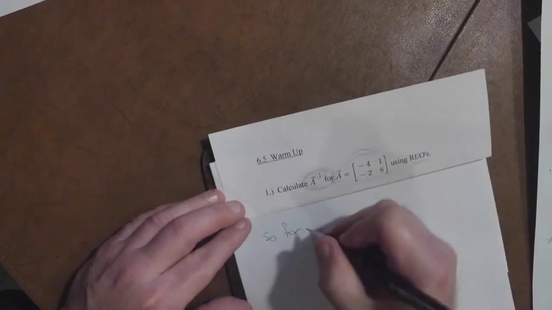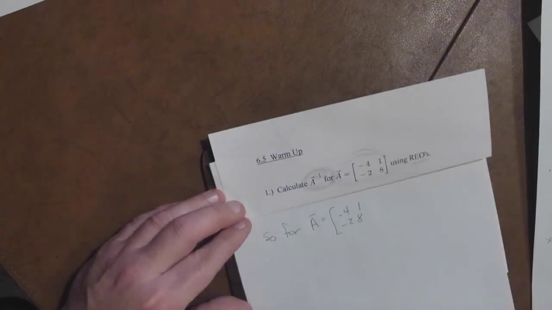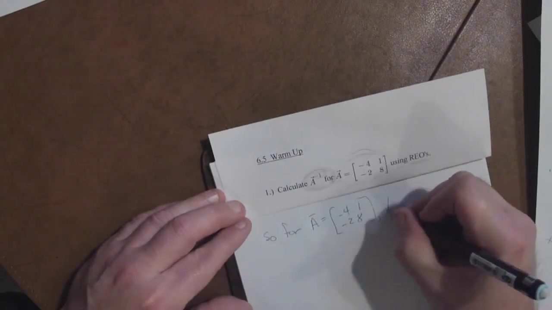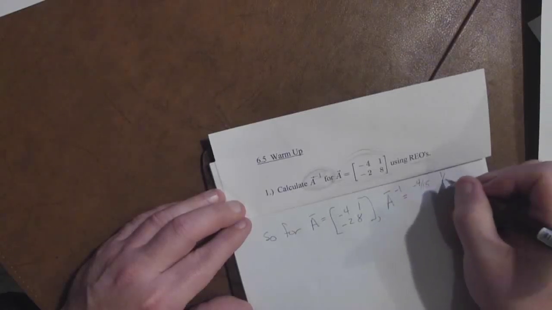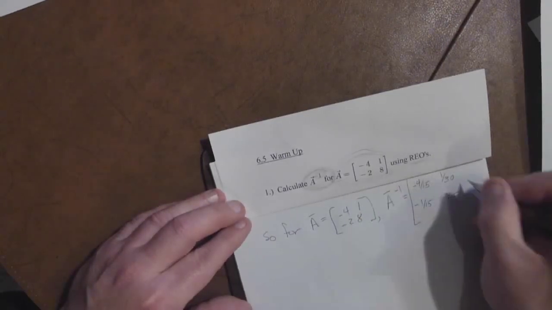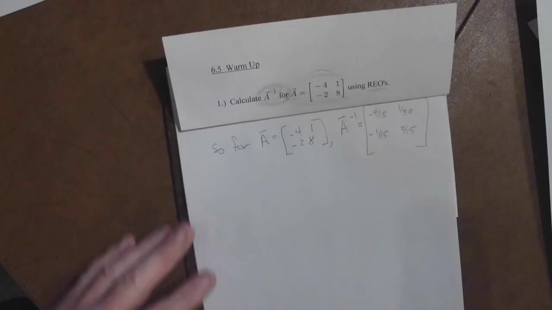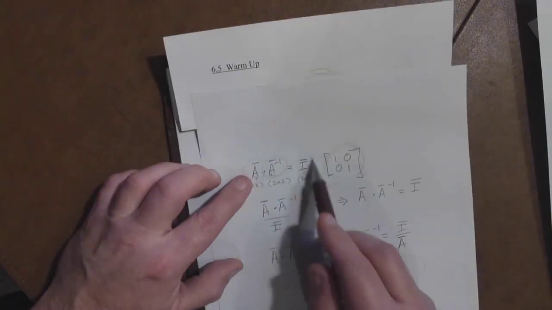All right? What we're able to say is something along the lines of, so for A equal to negative 4, 1, negative 2, 8, A inverse is equal to negative 4 fifteenths, 1 thirtieth, negative 1 fifteenth, and 2 fifteenths in value, right? That becomes my inverse of this matrix here, which means what? Well, if I take this times this, we go back to this idea here. The product of those two matrices should produce my identity matrix, this matrix 1, 0, 0, 1.